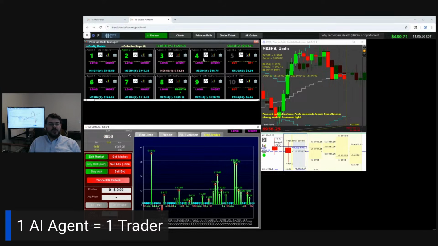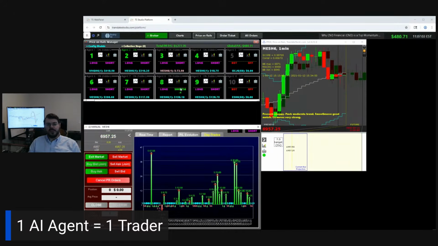I have other agents here, all of them running with the MES 1 minute. All of them are trading with some profit. They have different configurations. So I have different traders trading the same ticker, but each one of them with different configurations. Okay, I will show you agent number 2 now. They are independent. I can close agent number 2. The other agents will work.